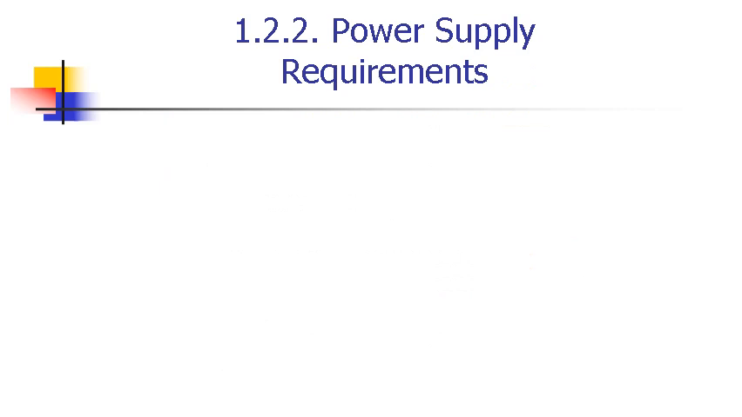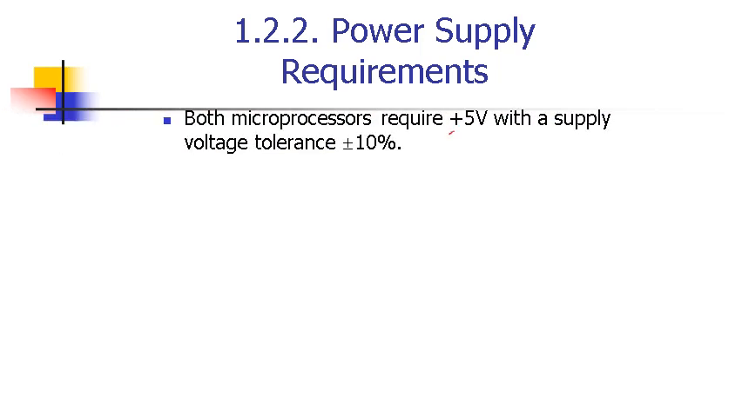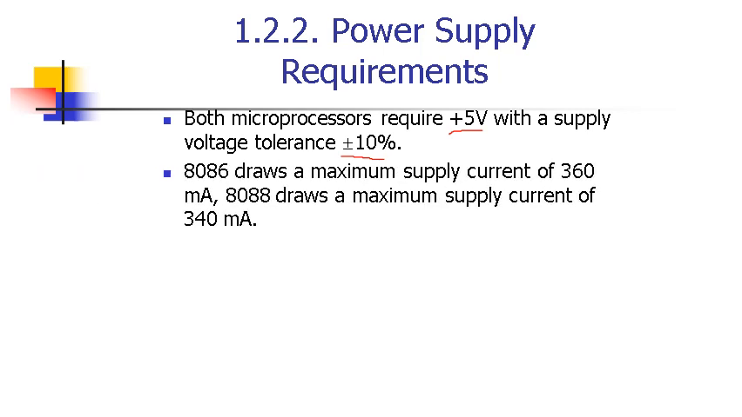To operate each of these two chips, these are the requirements for the power supply. We have to supply a power supply of DC 5 volt, and we allow only plus minus 10% variation in this power supply for our processor to operate correctly and perfectly. And they draw around 350 milliamps, 360 for the 8086, a little higher than the 8088, which requires 340 milliamps.